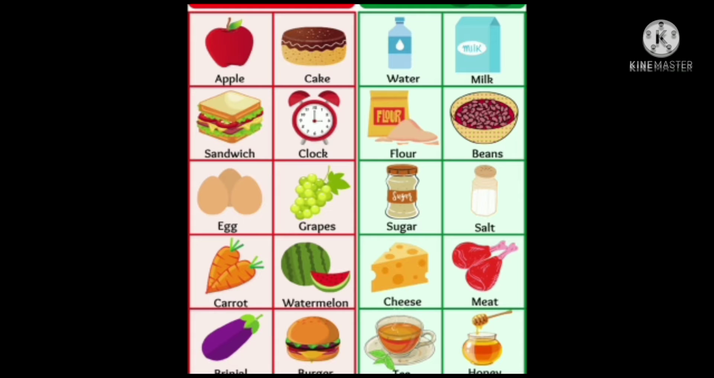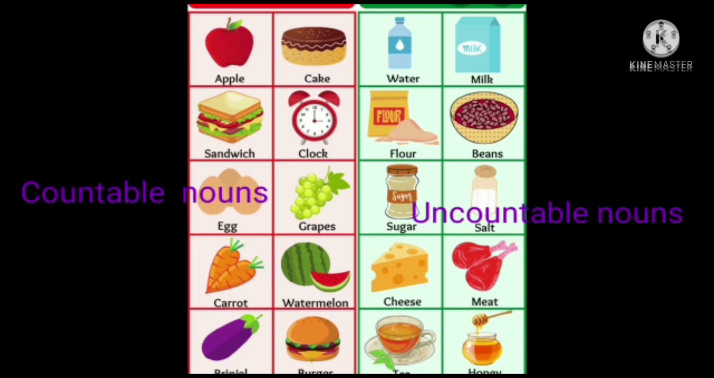We can count some of them like apple, cake, sandwich, clock, egg, grapes, carrot, watermelon. Pictures that you can see on your left hand side, children. Brinjal, burger, all these things we can count. And the pictures that you can see on your right side: water, milk, flour, beans, sugar, salt, cheese, meat, tea, honey. Can you count them? No, children, we cannot count them, right? So children, nouns which can be counted are called countable nouns, and the nouns which cannot be counted are called uncountable nouns.